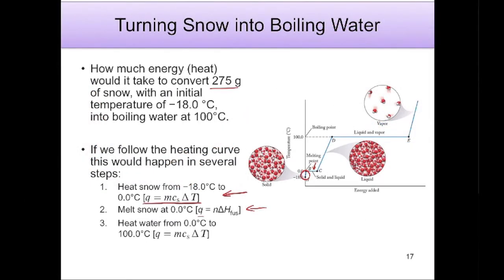In this case, Q is going to equal delta H of fusion times the moles of substance. Now we need moles of substance again because delta H is always a per mole value. This is going to give us the amount of energy required to melt 275 grams of snow at 0 degrees Celsius. Now the last step to get it to boiling would be to heat the water from 0 degrees Celsius to 100 degrees Celsius.